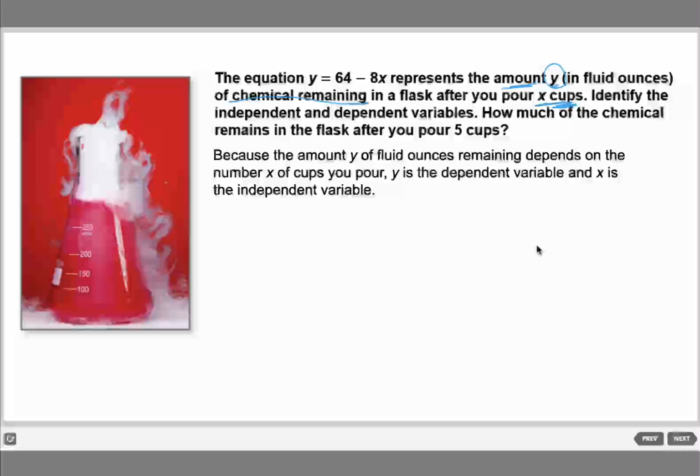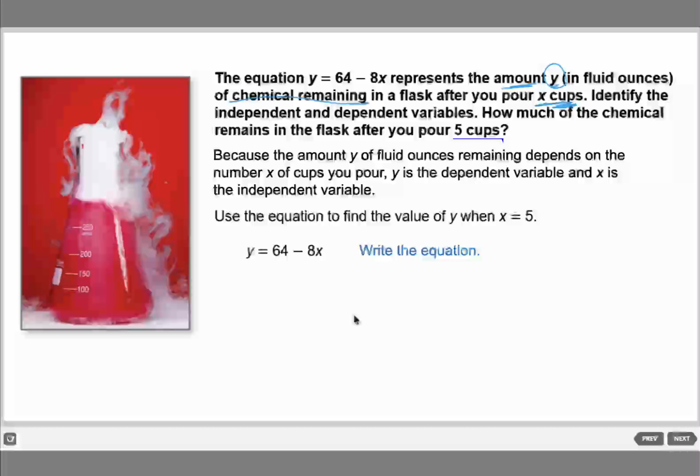About the second part of the question, how much of the chemical remains in the flask after you pour 5 cups? So in this case here we have x, 5 cups. Yes, so you did x for 5. Great, let's do it. What is the equation again? Y equals 64 minus 8x.